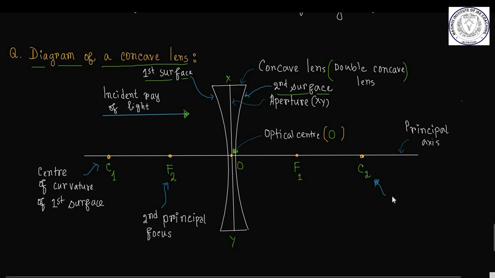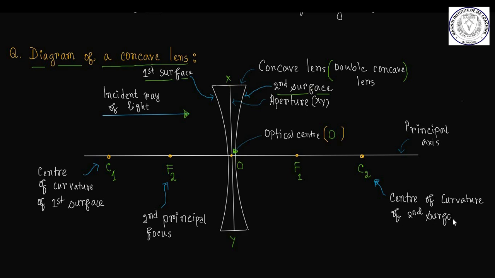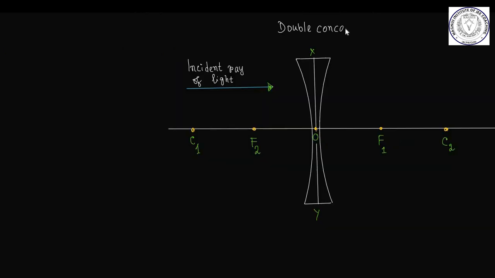Similarly, C2 is the center of curvature of the second surface. If the second surface is an arc of a sphere, then C2 is the center of curvature of that refracting surface. F1 is the first principal focus, the midpoint of optical center O and center of curvature C2.